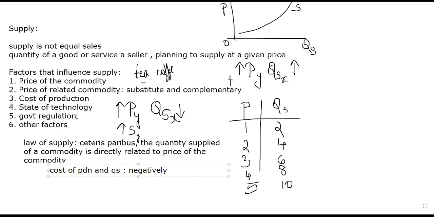Some old or outdated technique of production will only help the producer to produce less. You're using old machines, old software, old computers, etc. This causes the supply of the commodity to fall. That is also positively related. Improved technology, better production, better supply. Outdated technology, lesser supply or lesser production.